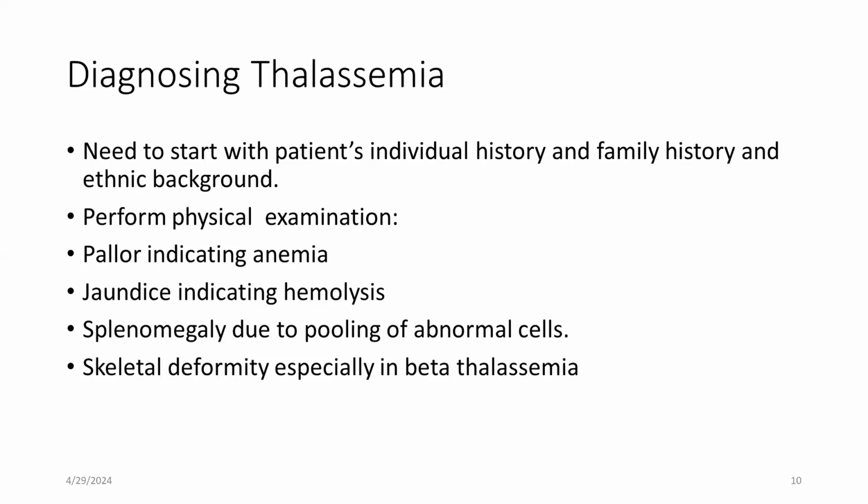Diagnosing thalassemia: the diagnosis needs to start with the patient's individual history, family history, and ethnic background. You have to take a detailed history, and then perform a physical examination. What will you do? We have discussed it in the previous slide. You will see the anemia, you'll see the pallor. How will you see the pallor?